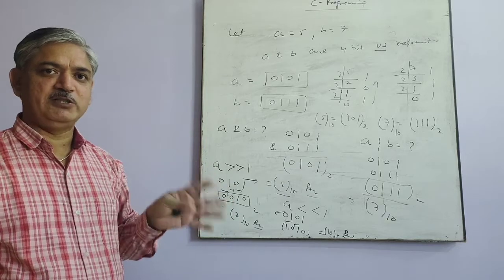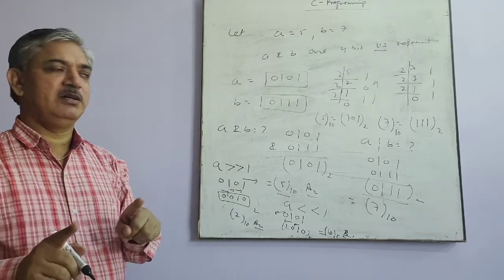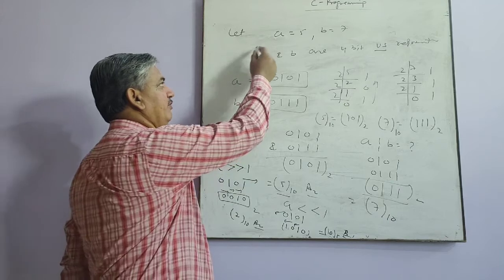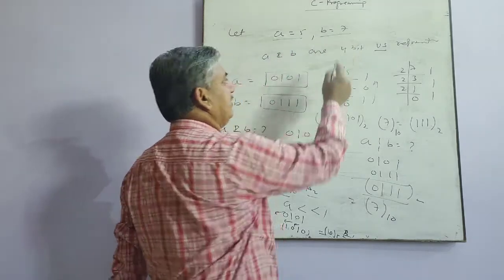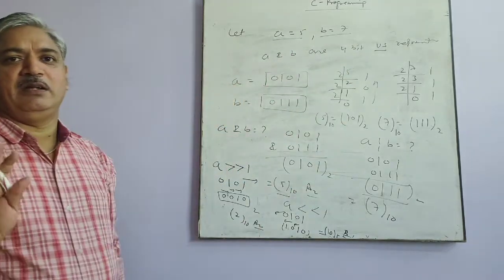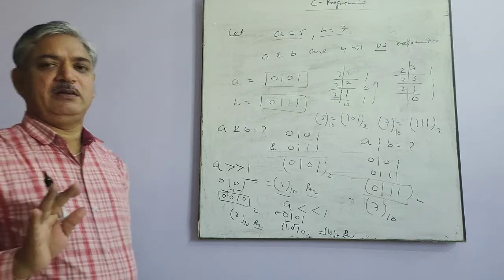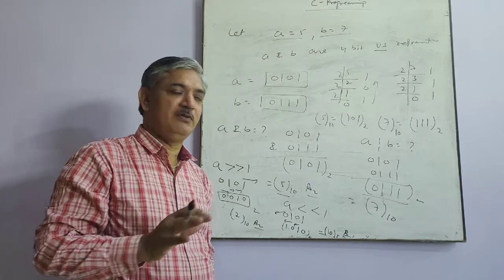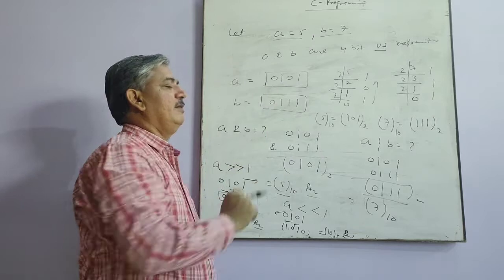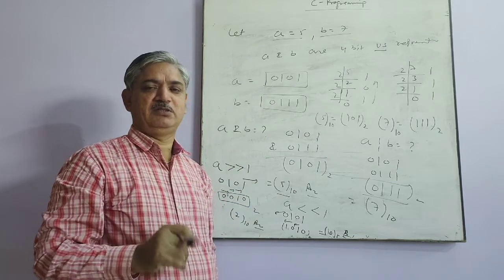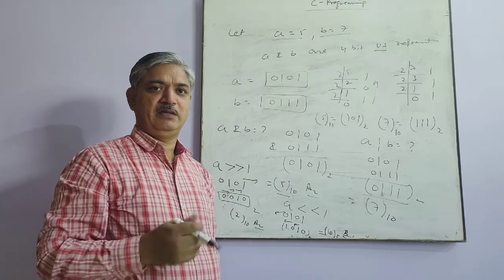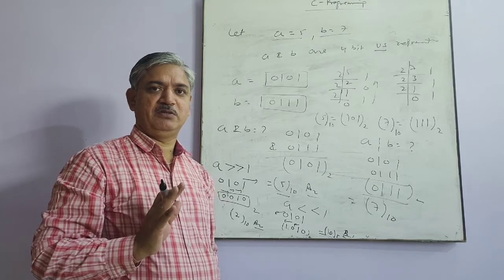So for bitwise operations, the important thing is the representation of integer data in terms of bits. This is the important part, and then apply the bitwise operations. Clear?